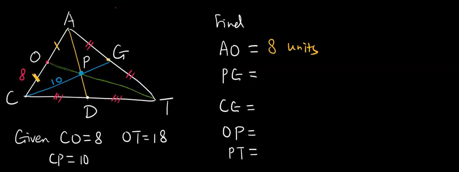Let's look at the next one. It asks us to find PG. We're given CP is 10. What is PG? Remember our 2 to 1 relationship. That means PG will be half of CP, half of 10. That is 5 units.